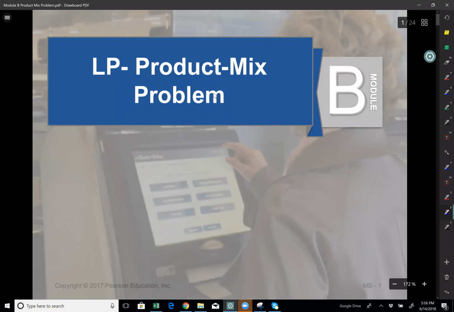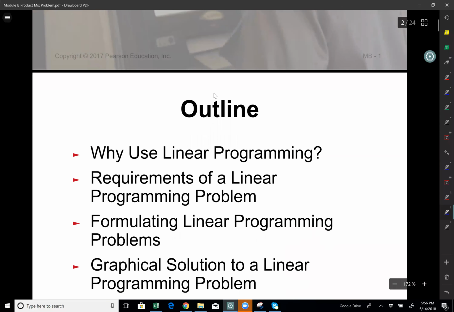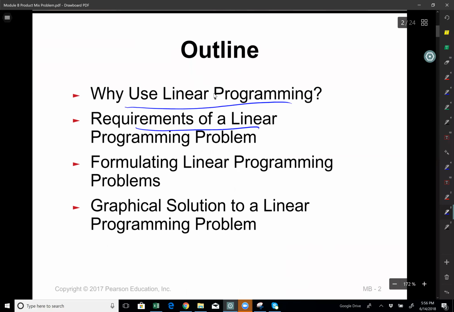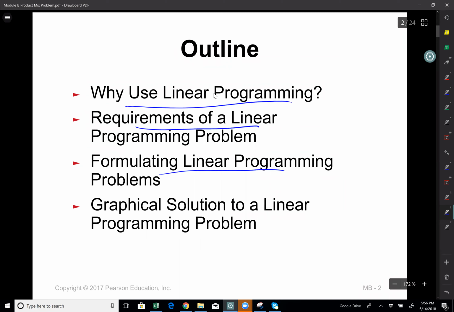Today I will talk about the product mix problem, which is part of LP, linear programming. Let's get started. The outline of this presentation will be: why do we use linear programming? What are the requirements for a linear programming problem? Formulating linear programming problems, and then we will look at the graphical solutions to linear programming.